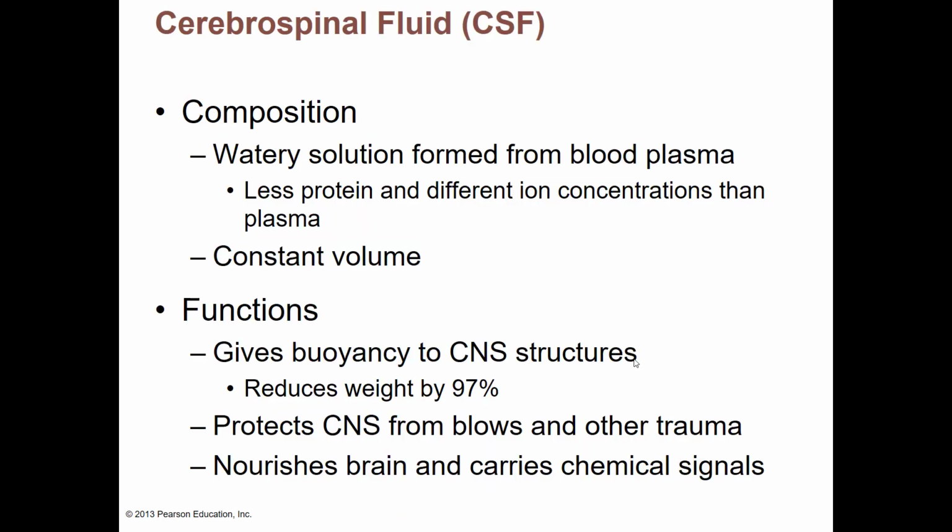The composition, it's a water-based aqueous solution. It originates from our blood plasma, which is highly water. It doesn't have the exact same composition as our blood plasma. It has less proteins. It's got different ions in there. But we always maintain a constant volume. Blood plasma can very much vary depending on your diet, depending on your hydration. Cerebrospinal fluid is not going to change. We're not going to become dehydrated and then lose the composition or lose the volume of your cerebrospinal fluid.